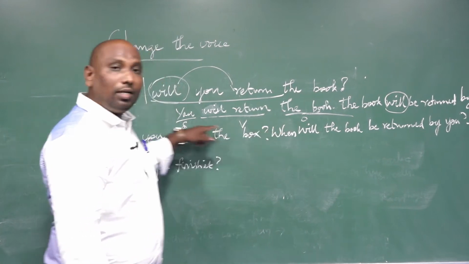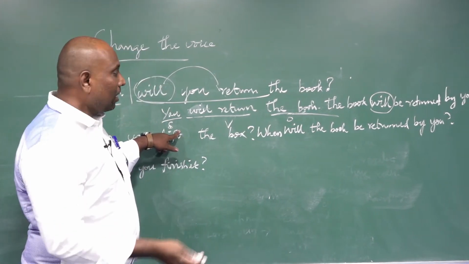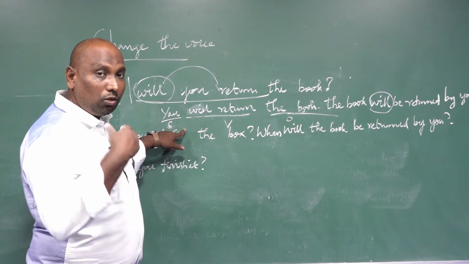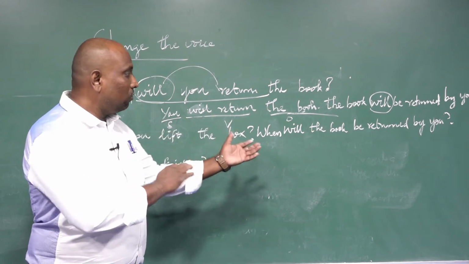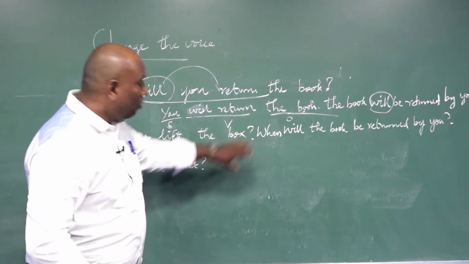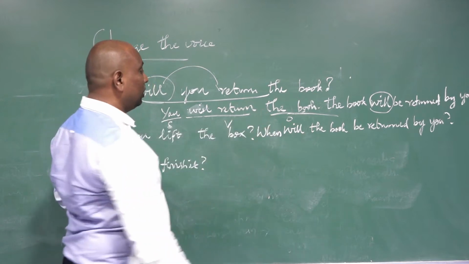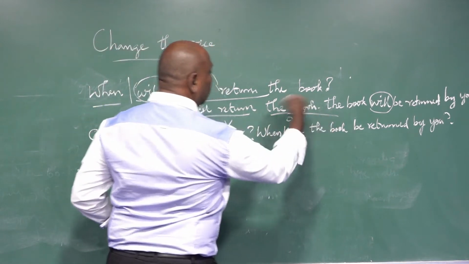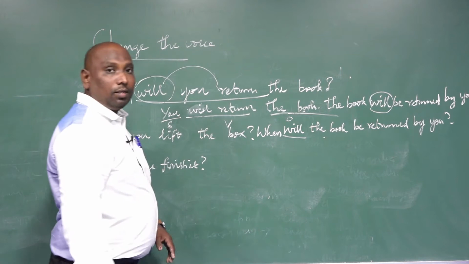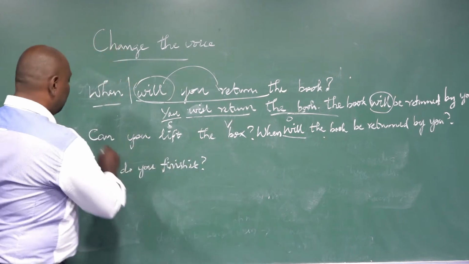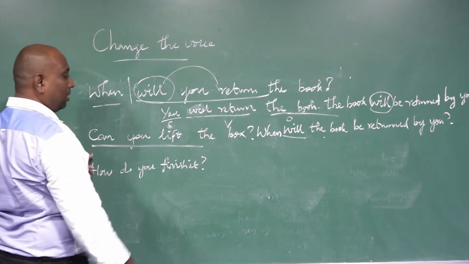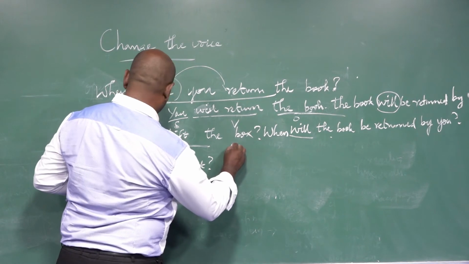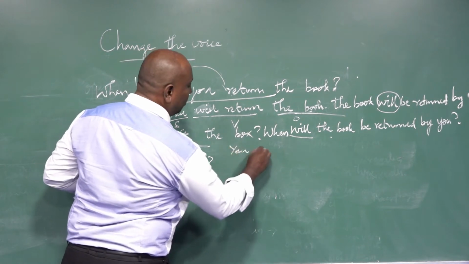First we have to change the question into a statement. After changing into a statement, we have to make the active to passive change. After doing that, we have to make it a question again. How to make it a question? If you write the auxiliary verb before the subject, that will turn it into a question. So next, a yes or no type question is given here. Can you lift the box? What is the statement? You can lift the box.